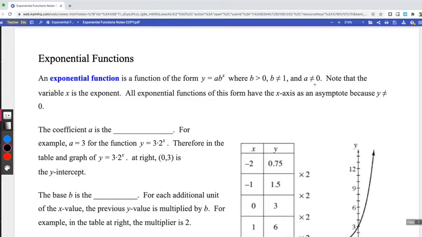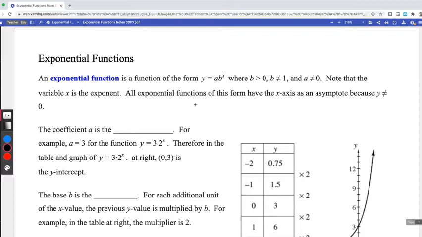If any of these conditions are true, meaning if b is equal to 1, or if a is equal to 0, or if b is less than 0, then it's not an exponential function. These have to be true in order for it to be an exponential function. Note that the variable x is in the exponent. That's why it's called exponential, because we have x in the exponent.